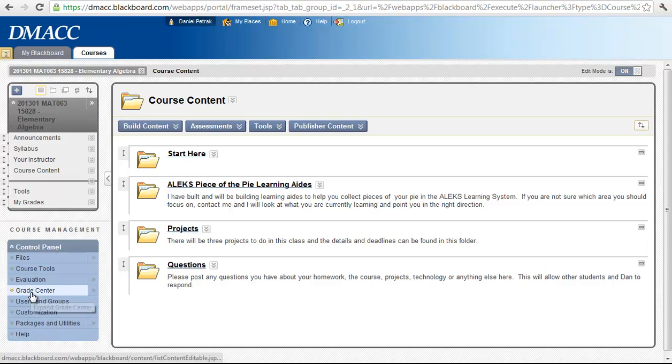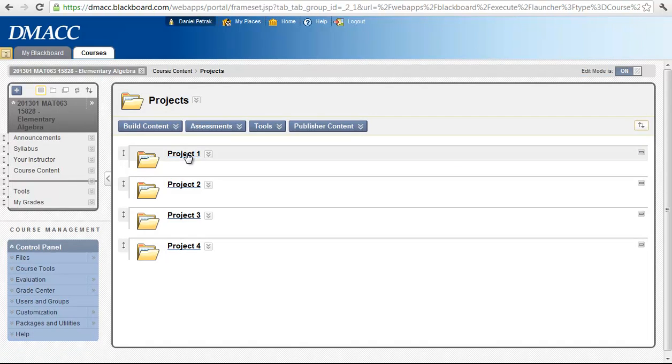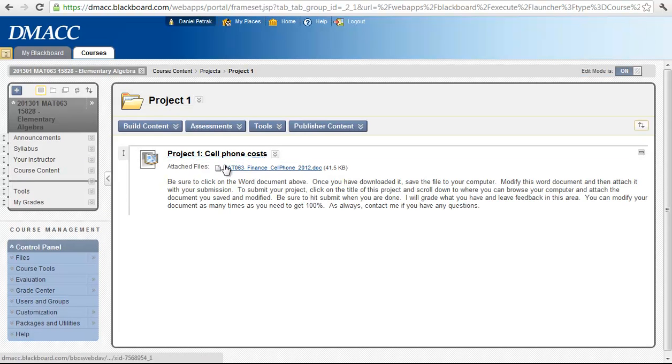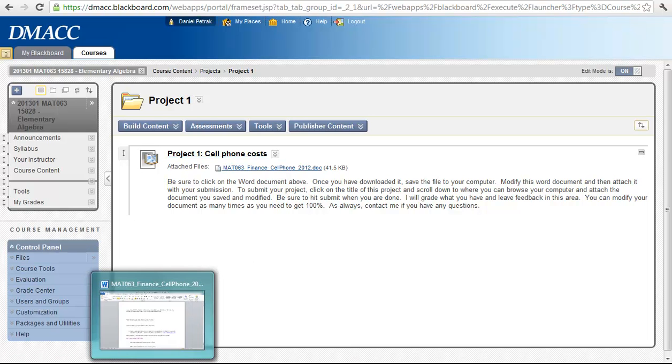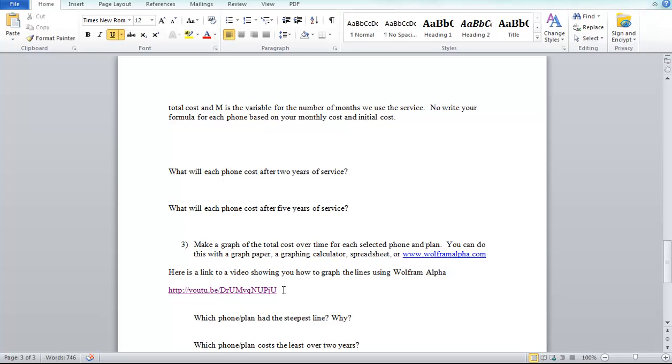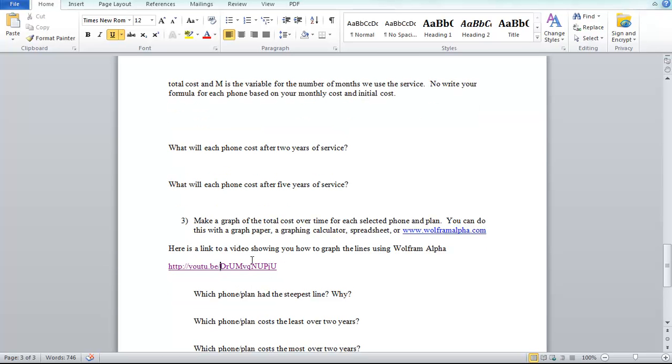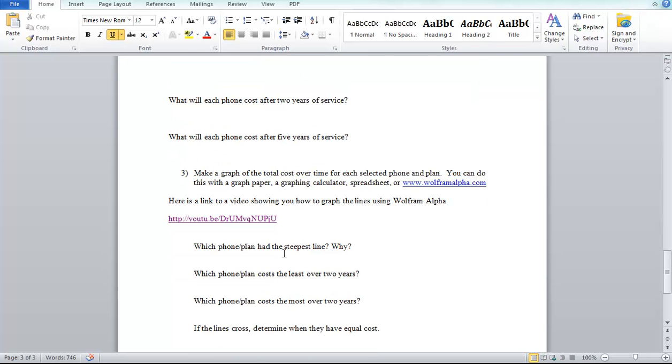This week we have our first project due, so if you go into projects, remember, project 1 is on the cell phone costs. Click on the Word document, open it up, and edit it. I had a few questions on graphing. Remember, there's a YouTube video right in the description here that shows how to use Wolfram Alpha to graph the lines and then describe things like the slope of the line.